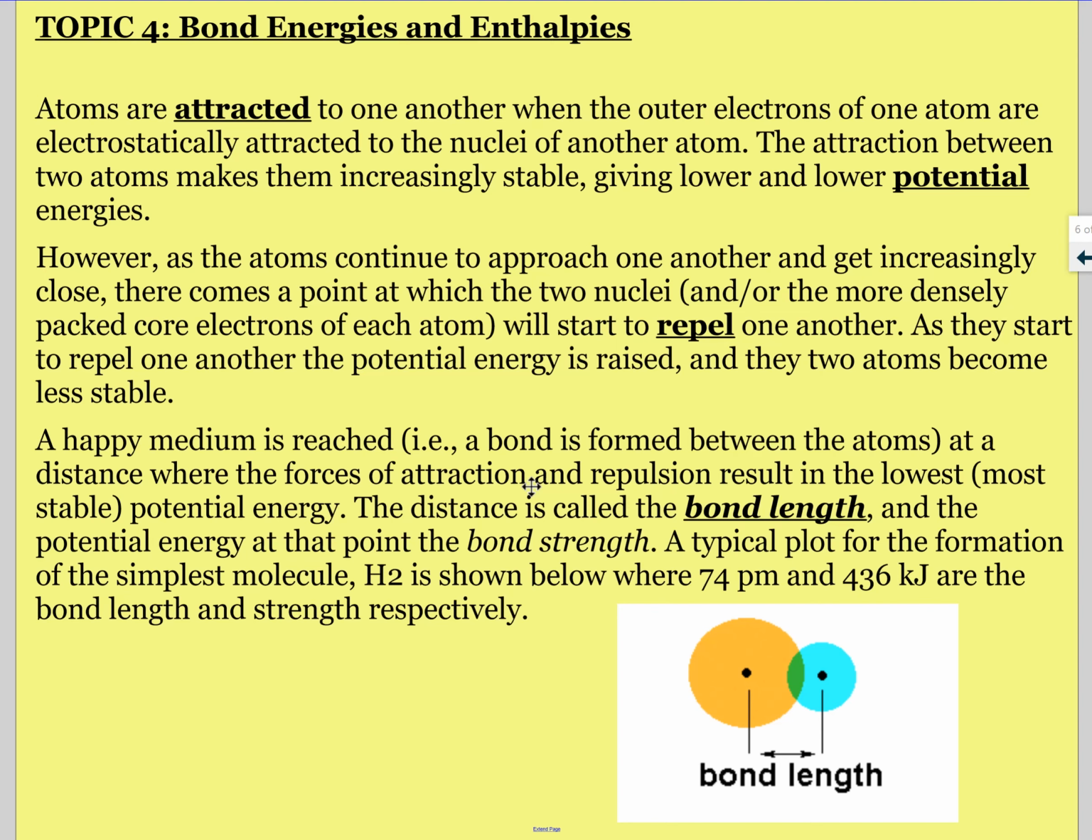for a hydrogen atom. A typical plot for the formation of the simple molecule H2 is shown below, so we're going to see that in a second, where 74 picometers and 436 kilojoules are the bond length and the strength respectively.